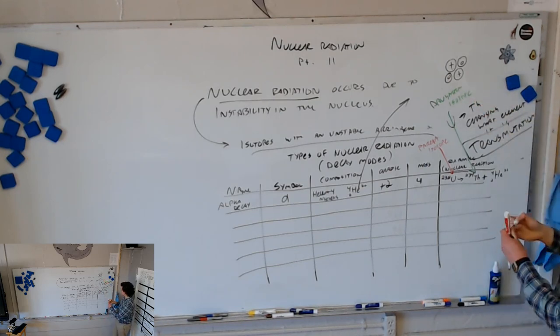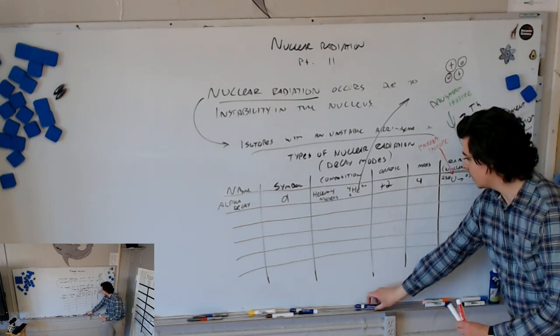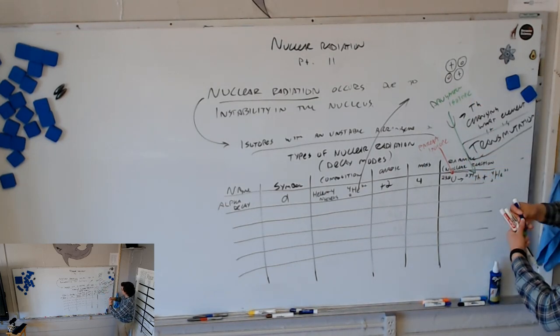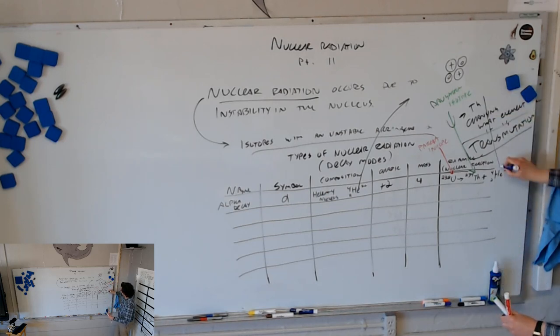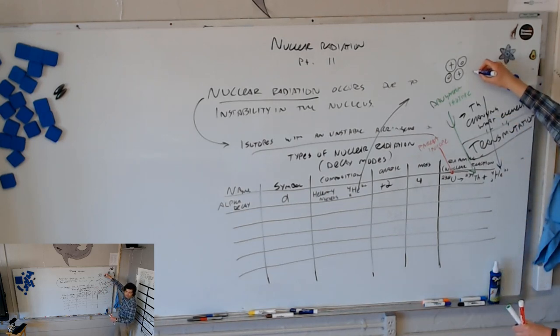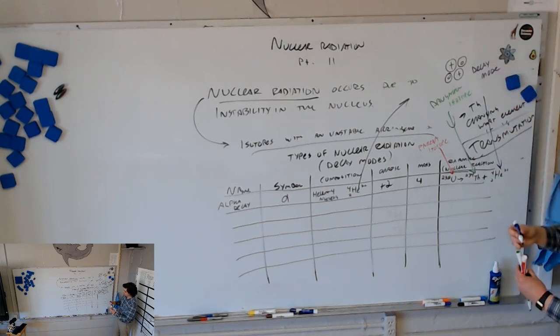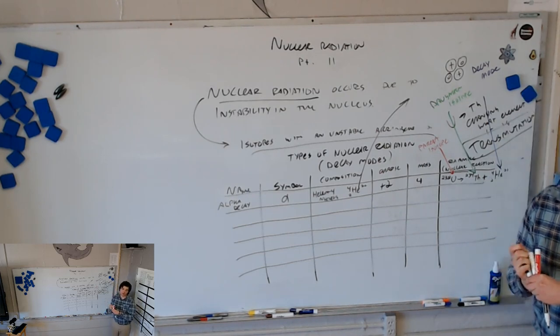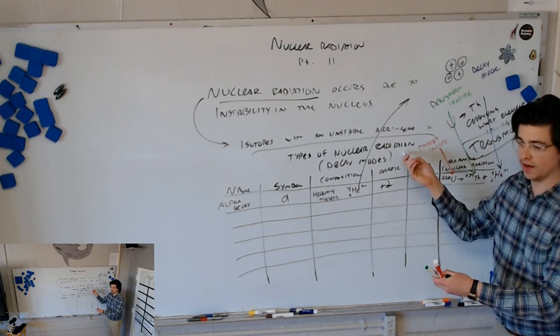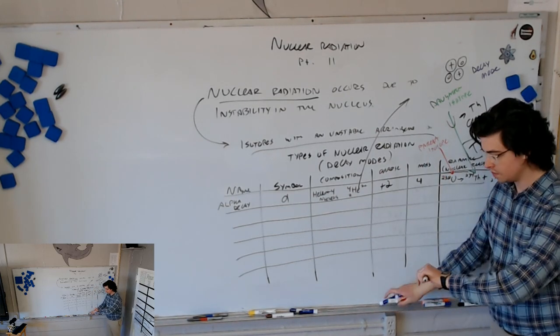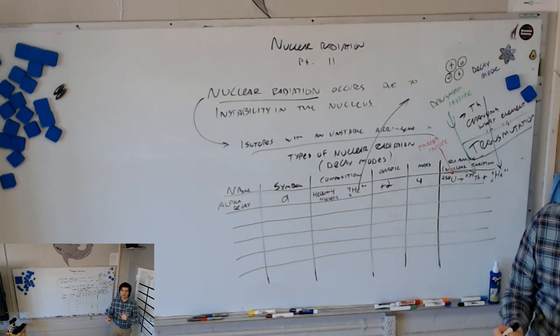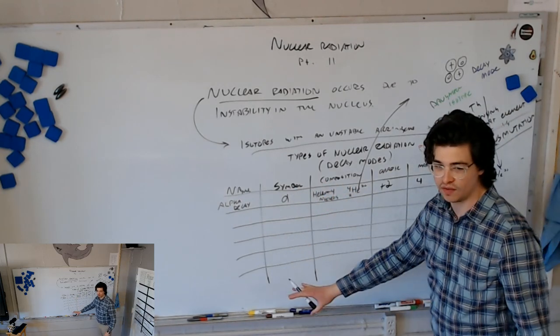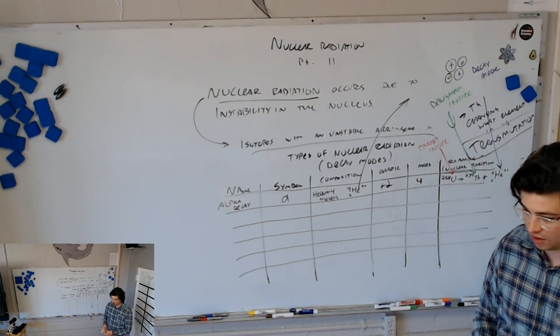What do we call this helium nucleus then? That's the decay mode. That's what we call the decay mode, or the type of nuclear radiation, which, come to find out, that's what our chart is called. But we're not talking about that right now, because we've got 8 minutes to talk about the other five of these. So, buckle your seatbelt.